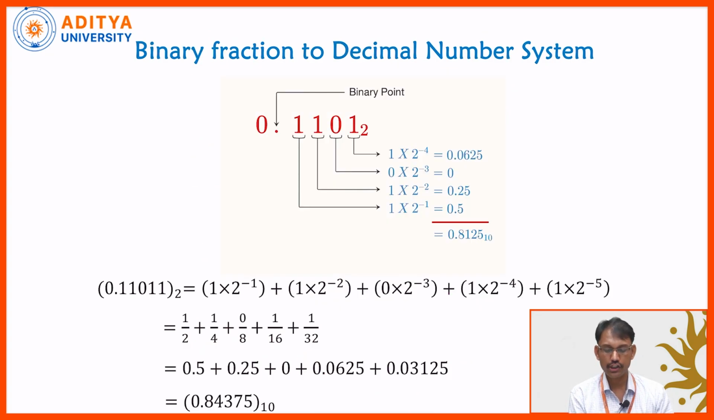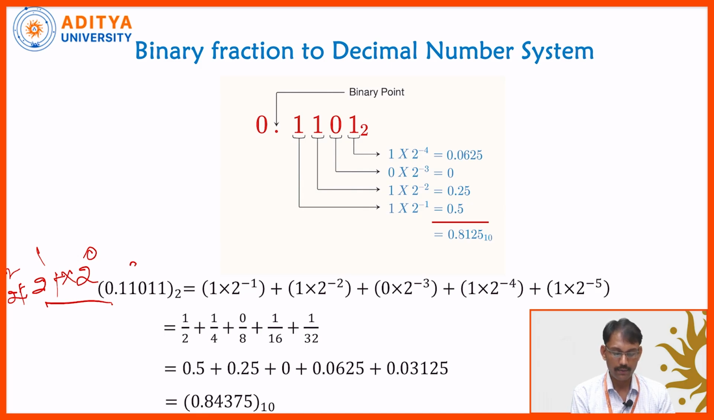Now binary fraction to decimal number system. On the left side we follow 2 to the power of 0, 2 to the power of 1, 2 to the power of 2, and so on. Now coming to the right side, we take 2 to the power of minus 1, 2 to the power of minus 2, 2 to the power of minus 3, adding each term. So likewise we have to follow here.